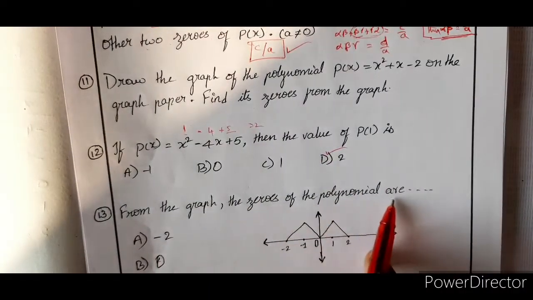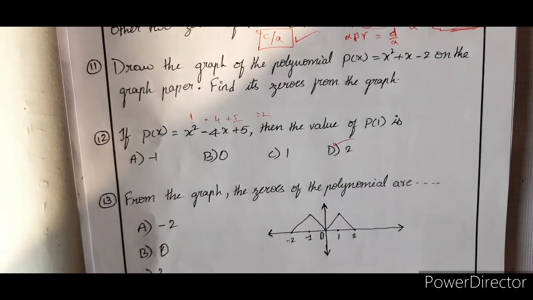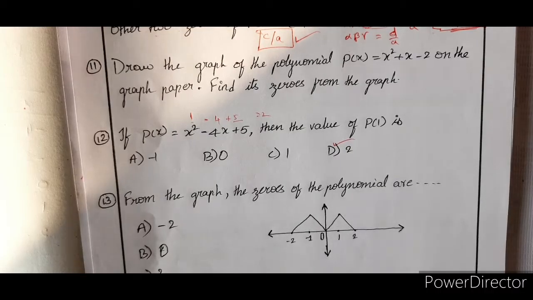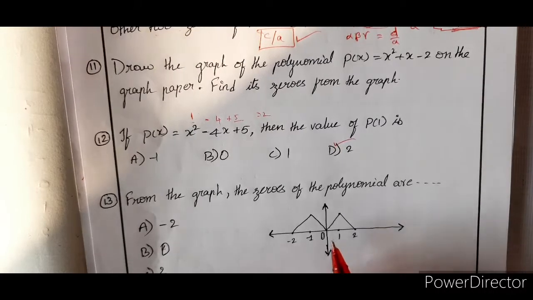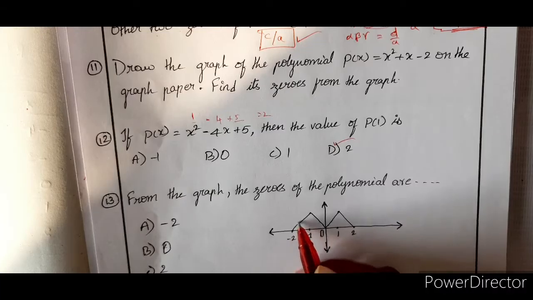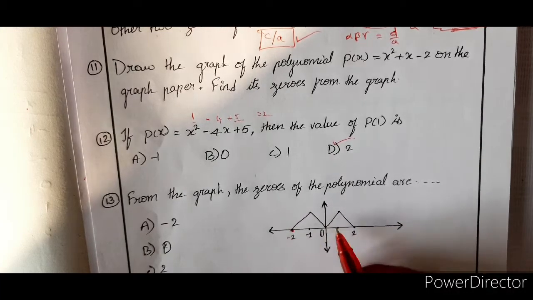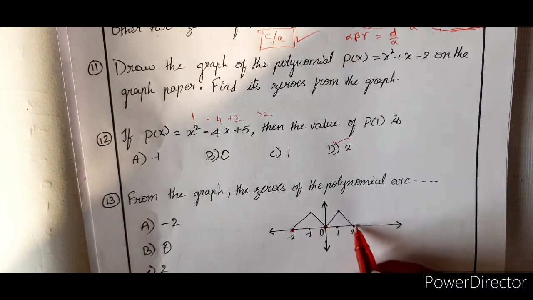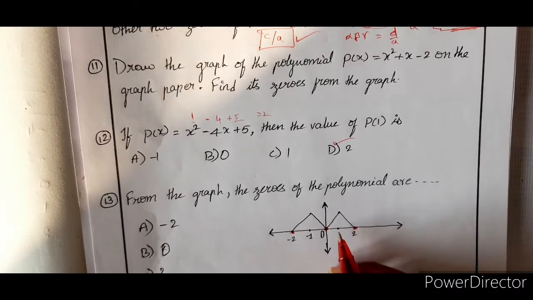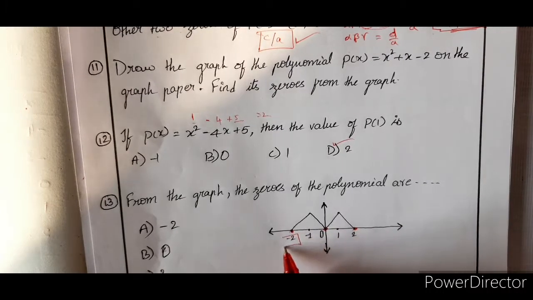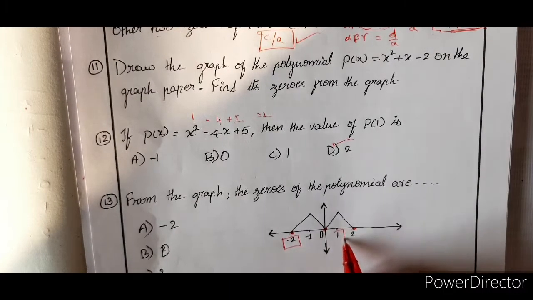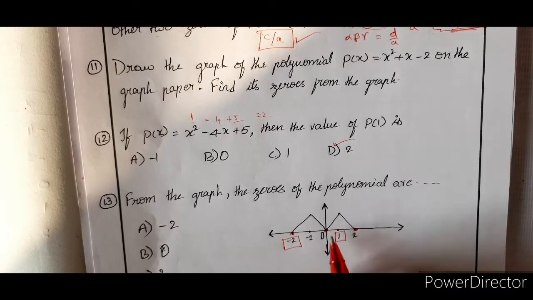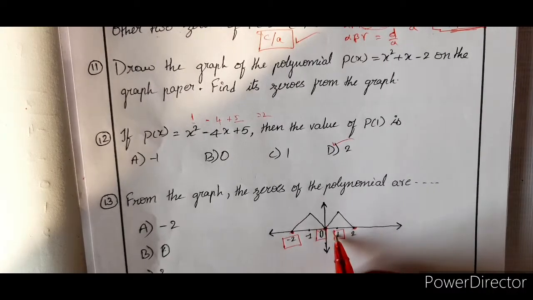From the graph, the zeros of the polynomial are, see, I said whenever it is in a graph, you have to look at the x-intercepts. That means whenever the graph cuts the x-axis, there you will have zeros. So at 3 points, the graph is cutting the x-axis. That means x equal to minus 2 is a zero, x equal to 1 is a zero, x equal to 0 is a zero.